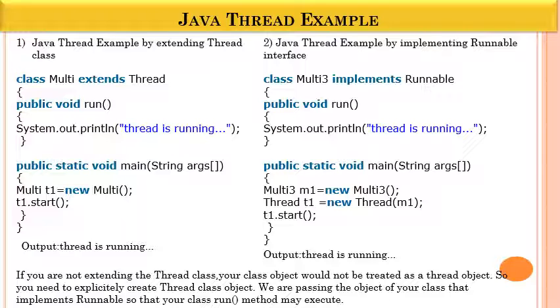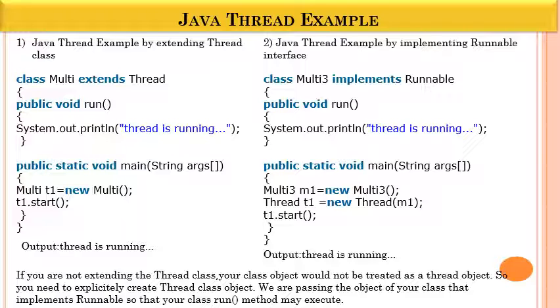Now the main program starts. Class Multi is declared above, and t1 is an object declared as new Multi. Then t1.start runs the thread, so the thread is running in the running state by extending the Thread class.